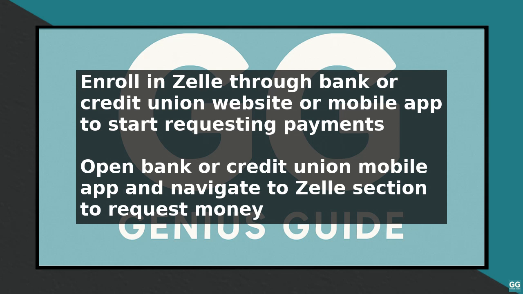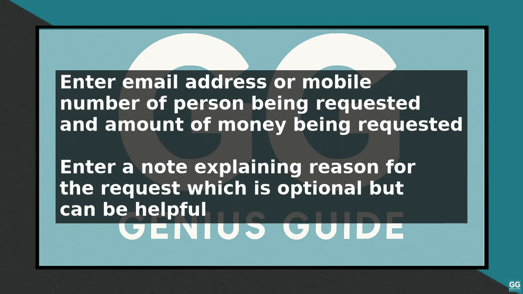To do this, open your bank or credit union's mobile app and navigate to the Zelle section. Select the option to request money and enter the email address or mobile number of the person you are requesting money from. You will then be prompted to enter the amount you are requesting and a note explaining the reason for the request. This note is optional but can be helpful in case the recipient is unsure about the request. After entering the amount and note, select the Request Money option.